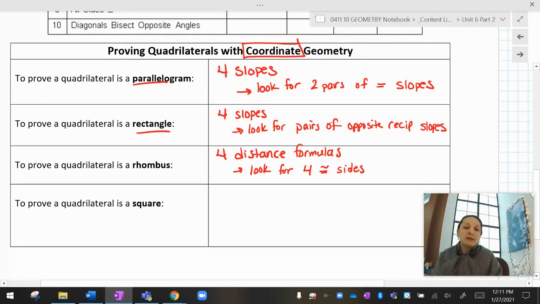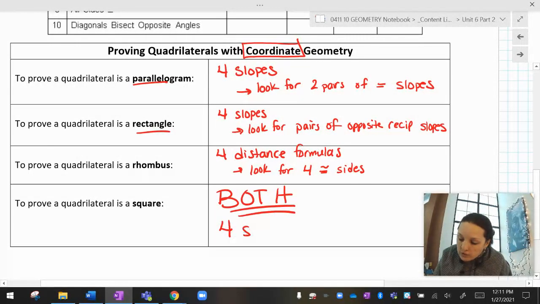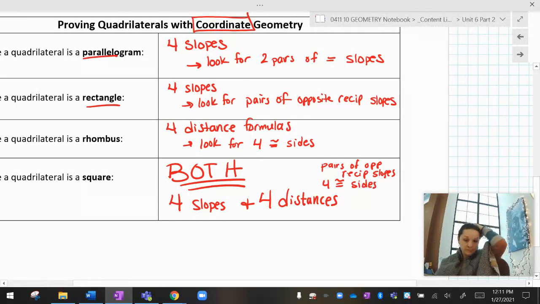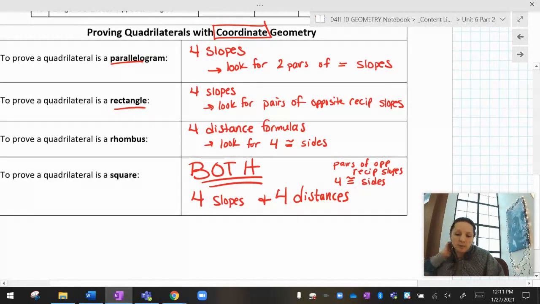Then, last but not least, and technically last is the most, if you want to prove that something is a square, you have to show that not only does it have 4 equal sides, but it's got 4 right angles also. So you need to do both 4 slopes and 4 distances to show that you have pairs of opposite reciprocal slopes and 4 congruent sides. All right. I apologize for the crappy handwriting I have in there. Hopefully you can read it.